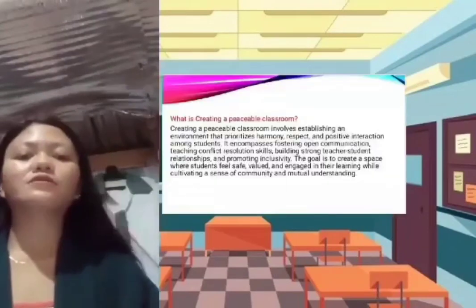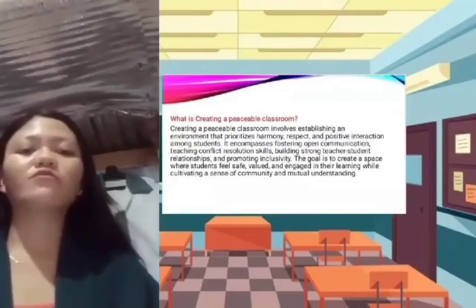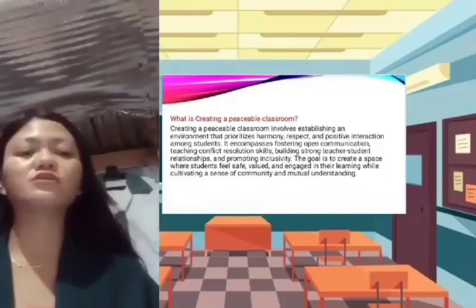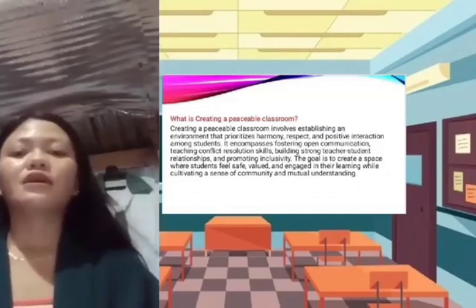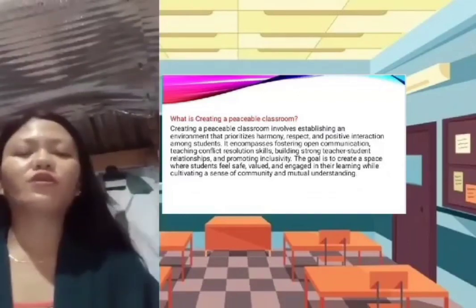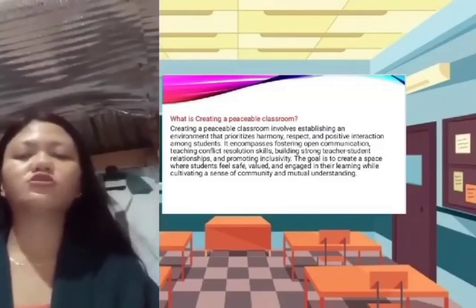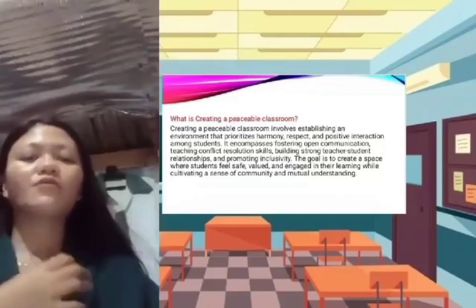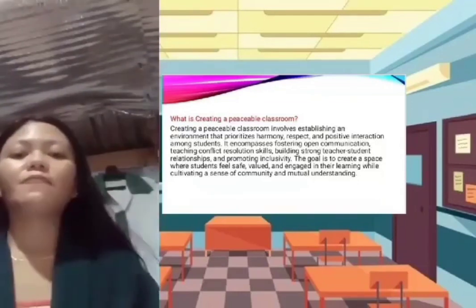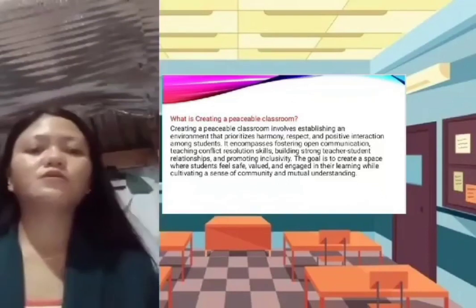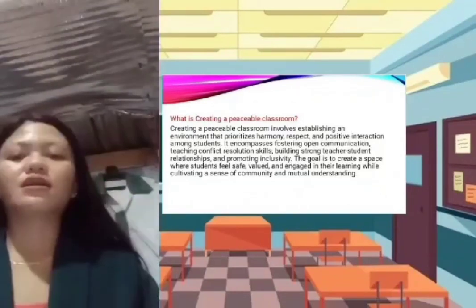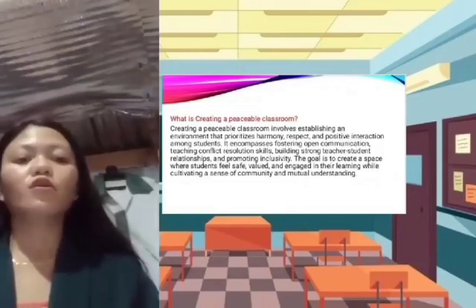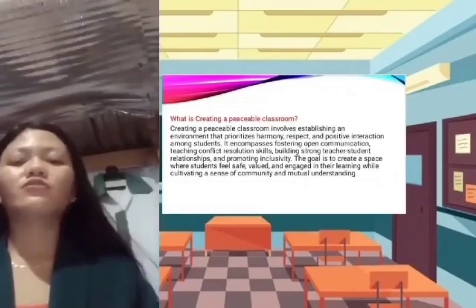Creating a peaceable classroom involves establishing an environment that prioritizes harmony, respect, and positive interaction among students. It encompasses fostering open communication, teaching conflict resolution skills, building strong teacher-student relationships, and promoting inclusivity. The goal is to create a space where students feel safe, valued, and engaged in their learning while cultivating a sense of community and mutual understanding.